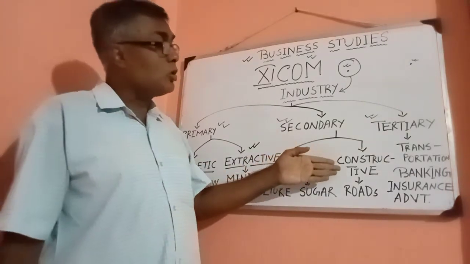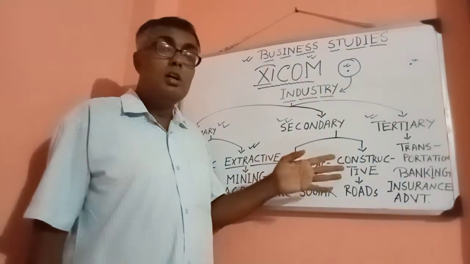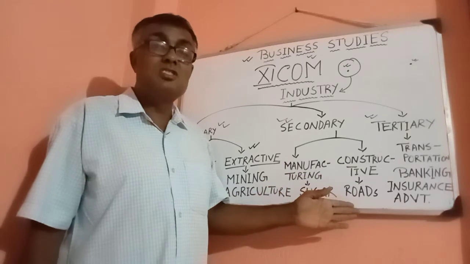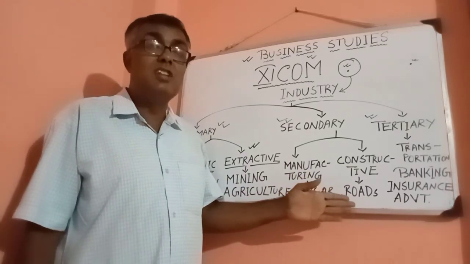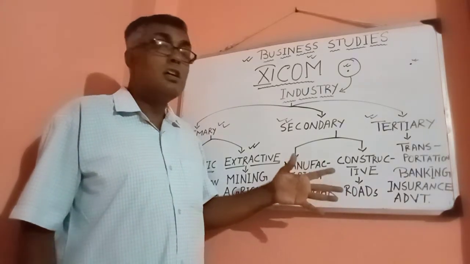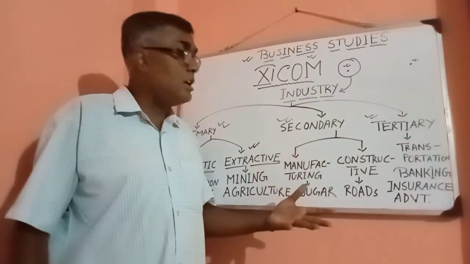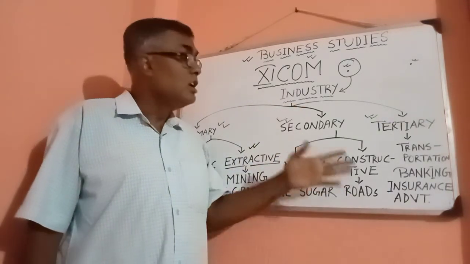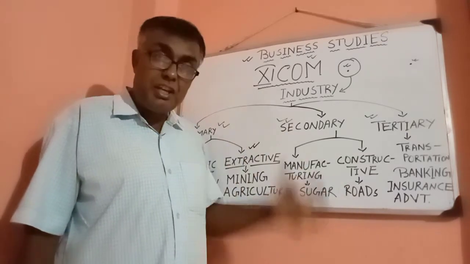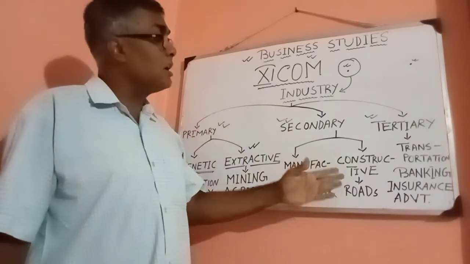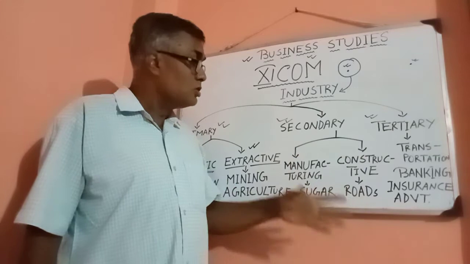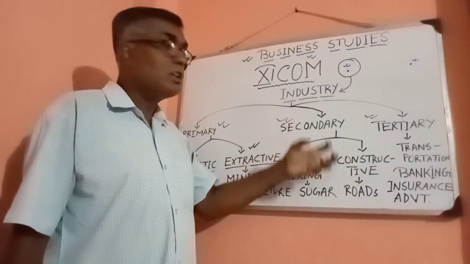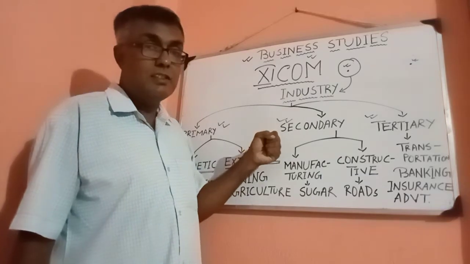And next, constructive industries. We know it is very much required to construct roads, bridges, dams, etc. If we want to develop our civilization with the help of roads, with the help of dams, with the help of different types of irrigation canal, these are the examples of constructive industry. So manufacturing industry and constructive industry both will come under the scope of secondary industries.